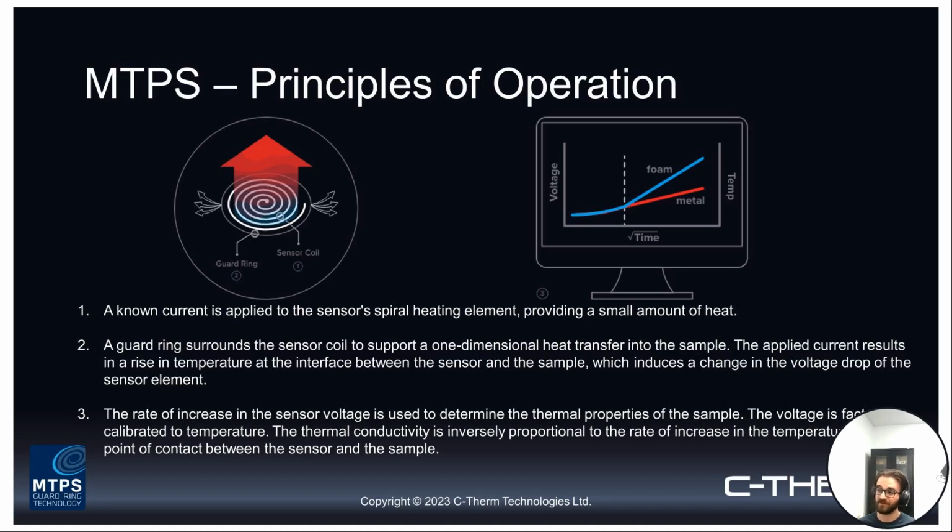So you as a user are never going to have to go in and do any manual analysis or regression. It's all handled for you within the software package.